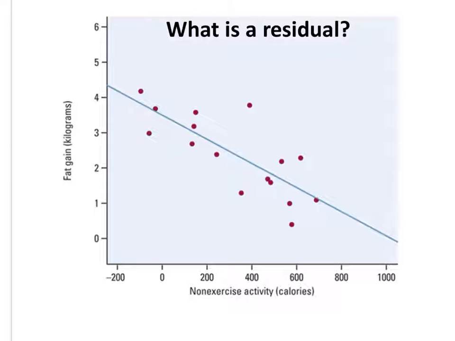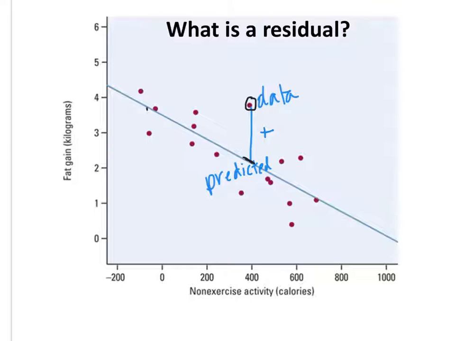So what is a residual? Well, a residual is the vertical distance between your data, what you actually see, and what you predicted, or what your least squares regression line shows. This distance right here is my residual, and this is an example of a positive residual. A positive residual means my data point is above the least squares regression line.